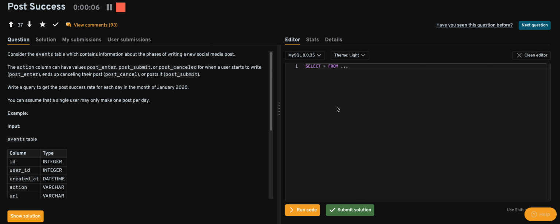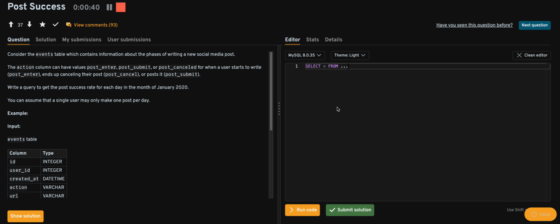Right, we have another problem. Post success. Consider the events table, which contains the information about the phases of writing a new social media post. The action column can have values post enter, post submit, and post cancel, which is the state of the post for when a user starts to write a post (post enter), ends up canceling their post or posting it. Write a query to get the post success rate for each day in the month of January 2020.